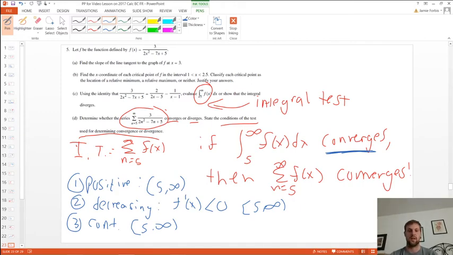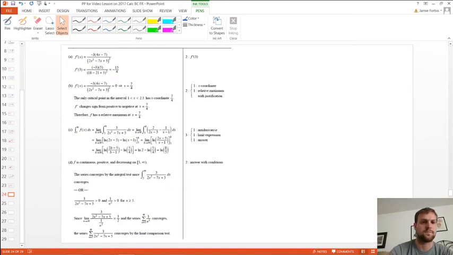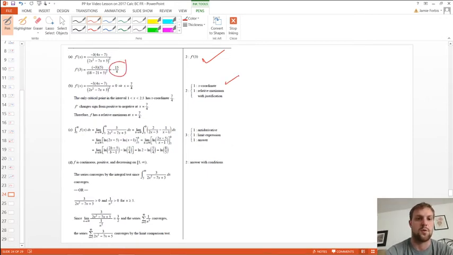Okay, so let's kind of look at the answer key there. Part A, we got 2 points for finding f prime of 3. We got negative 15 over 4. Part B, we found the x coordinate to be 7/4, the only one on my interval. We said it was a maximum with justification.